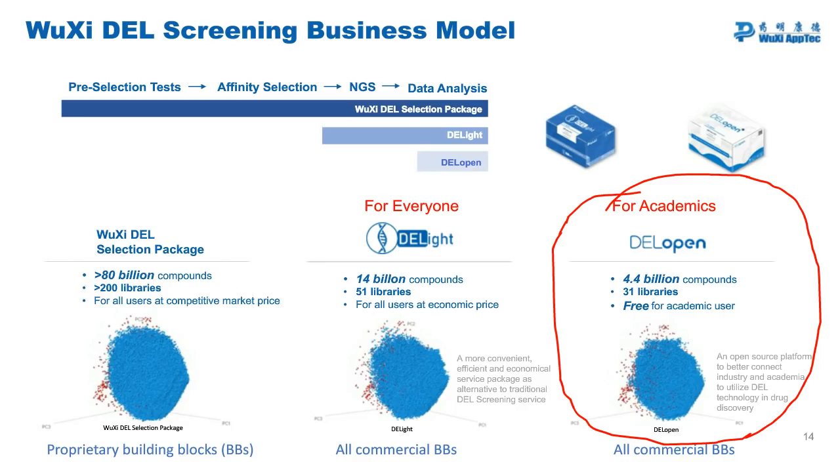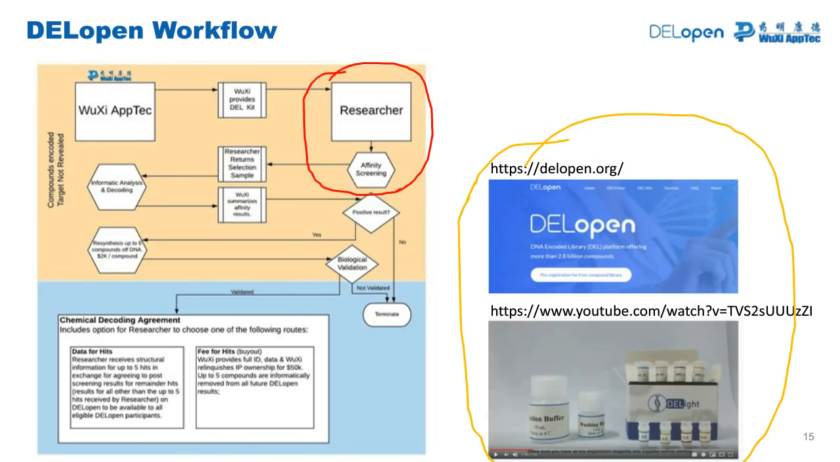All right, so I'm going to talk about the Dell Open workflow first, and then I'm going to talk about the Dell Lite workflow. So in the Dell Open workflow, first the researcher, or you, goes to the Dell Open webpage, and you order a free kit. And you also watch the video, which shows you how to conduct a Dell screen.